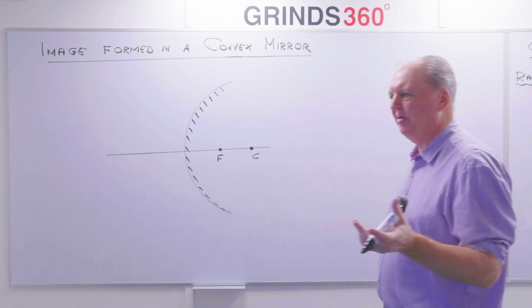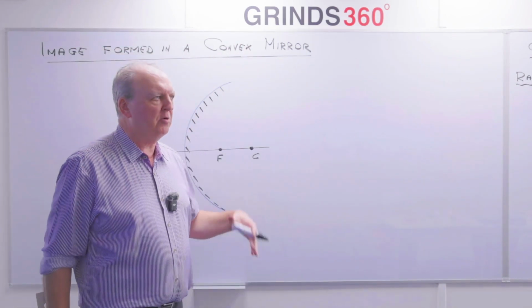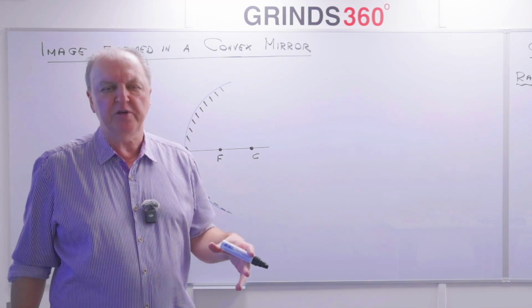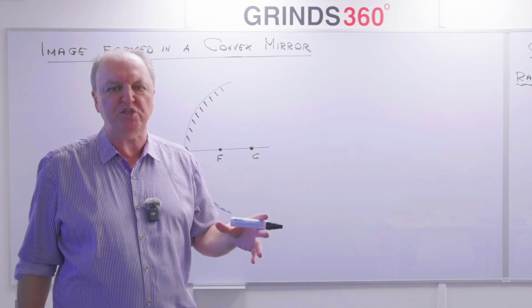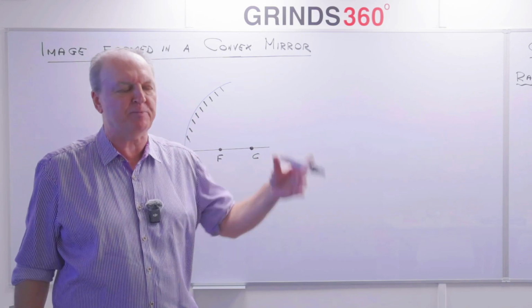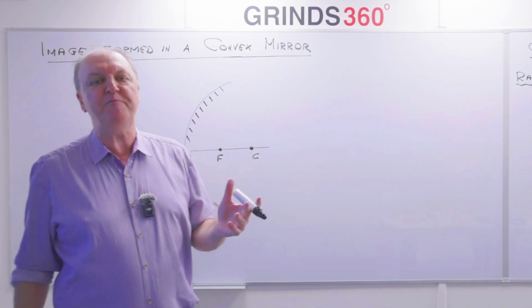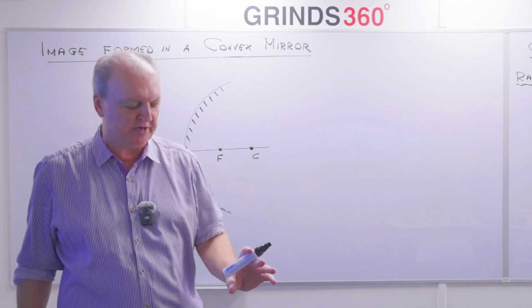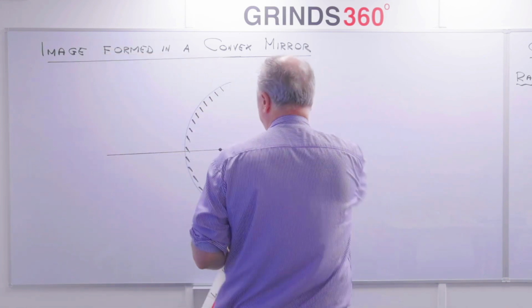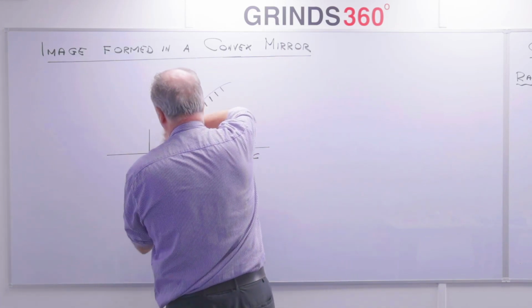Unlike concave mirrors, where we did 5 different diagrams, so there were different positions for the object, and they gave rise to different image formations. You had virtual images, real images, magnified images, diminished images. The one thing about convex mirrors is you always get the same kind of image no matter where you put the object. So let me put the object somewhere in front of the mirror, to the left of the mirror.